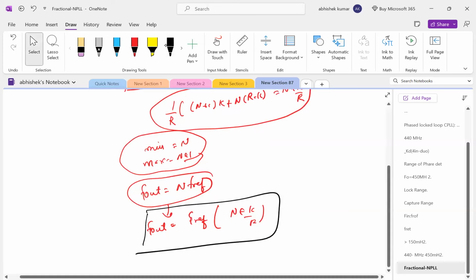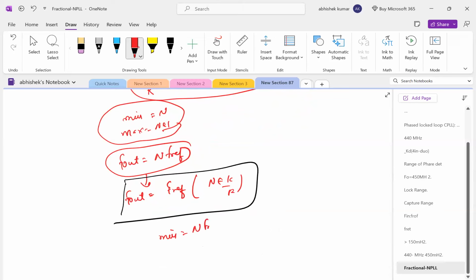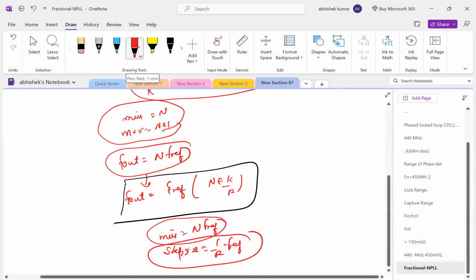We have the step size formula also. We have the minimum frequency equal to N times f_ref, and the step size equal to 1/R times f_ref. These are the formulas.